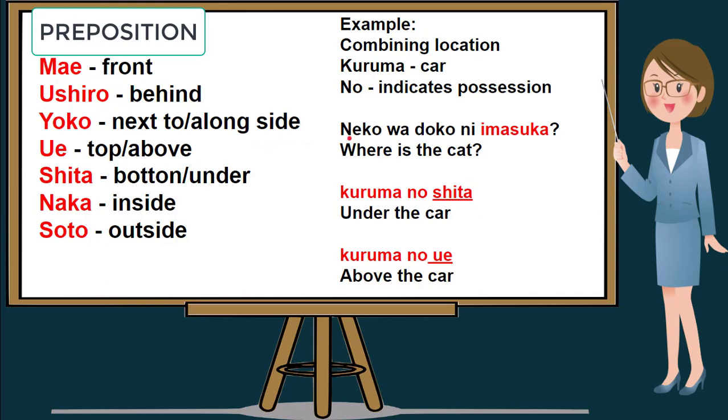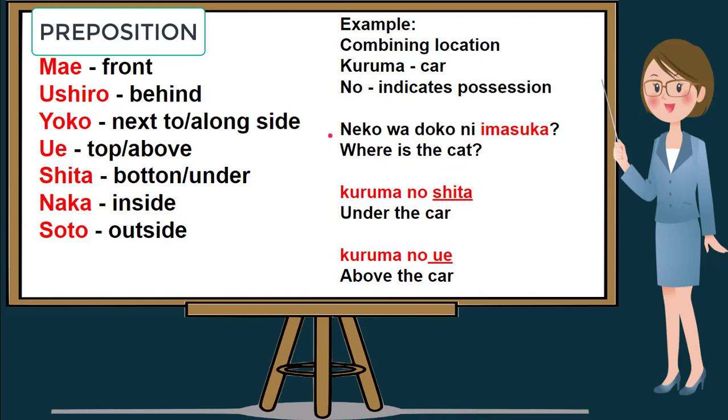So in my first statement, neko wa doko ni imasu ka, here we use imasu ka. If you still remember, if we use imasu ka, we are pertaining to an animate or a subject with life. Let's say, for example, person, animal, or plants. Our subject here is neko. Neko means cat, and cat is an animate. So we use imasu ka. Neko wa doko ni imasu ka, in English, it means where is the cat.